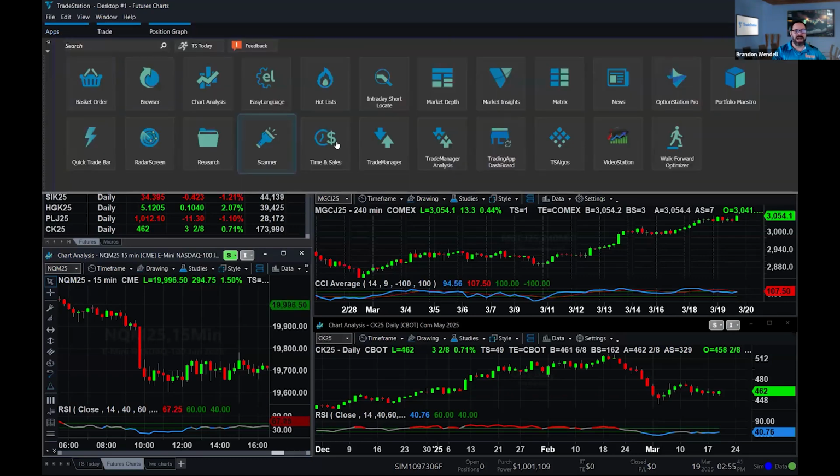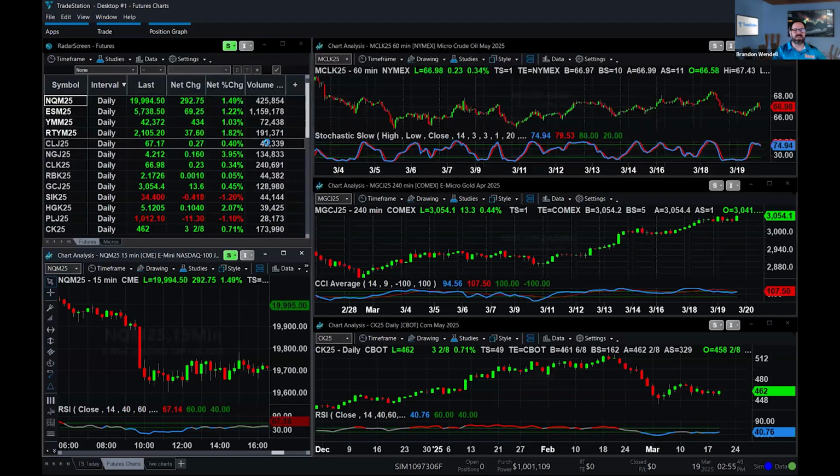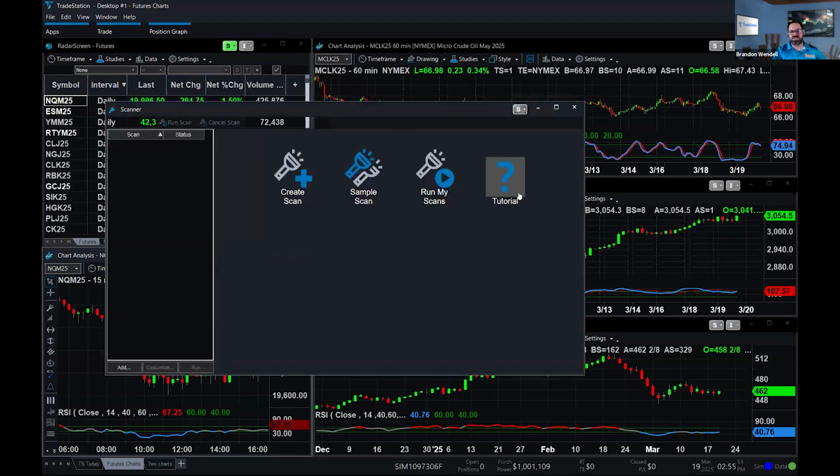Or obviously under apps, where is it now? I always miss it. That's the radar screen. But you can go to your scanner. There it is, a little flashlight. And you can create scans to run through and find exactly what you're looking for.